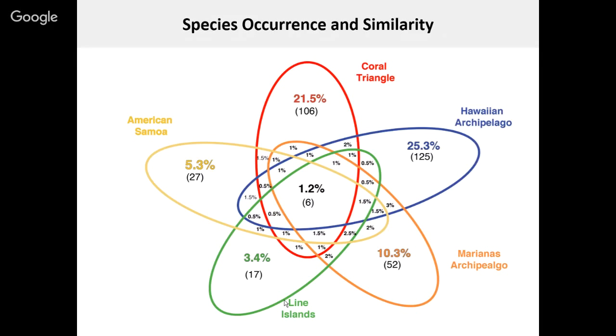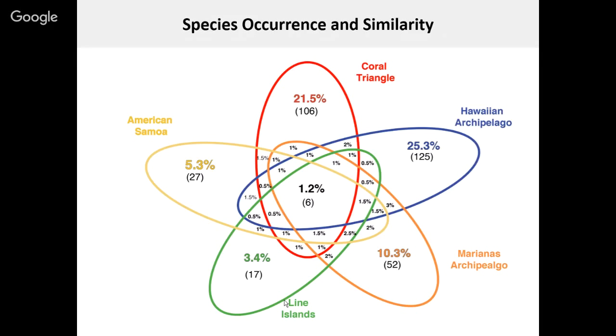So to explain, look at the percentages within each of the colored wings, so to speak, and then the parentheses underneath them. For example, in Hawaii, you see 25.3%, and with the parentheses, it says 125. What that's saying is that 25.3% of the species from the Hawaiian archipelago are unique to the archipelago from these units, and that's 125 of the total species identified.